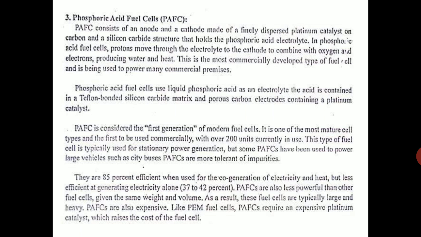Phosphoric acid fuel cells use liquid phosphoric acid as an electrolyte. The acid is contained in a Teflon bonded silicon carbide mix and porous carbon electrodes containing a platinum catalyst. So Teflon is the smoothest material in the world, silicon carbide is abrasive, and platinum is an expensive noble metal. So these are used, and the electrolyte is the phosphoric acid.